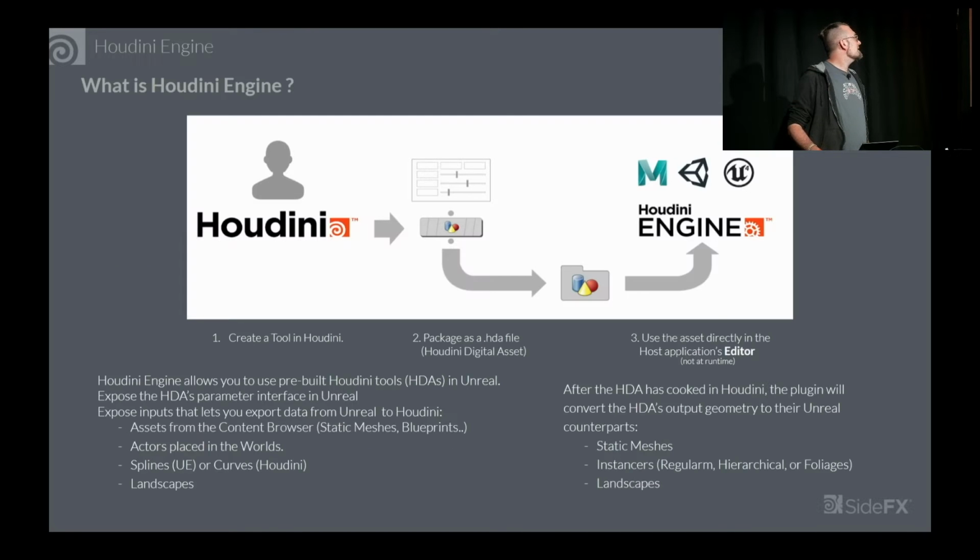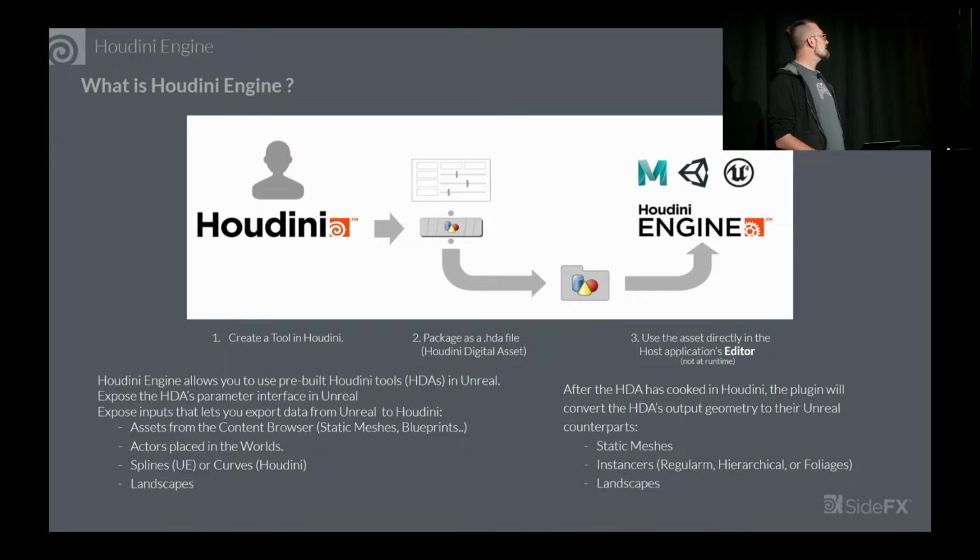So what is Houdini Engine? You probably know that, hopefully. But the main idea is you create a tool in Houdini. You can say, for example, a rock generator, an asset generator, a building generator. The idea is to wrap that tool in an HDA, which is a Houdini digital asset, expose some parameters, expose some input. And what Houdini Engine lets you do is bring that HDA and use it natively in Unreal, Maya, Unity.